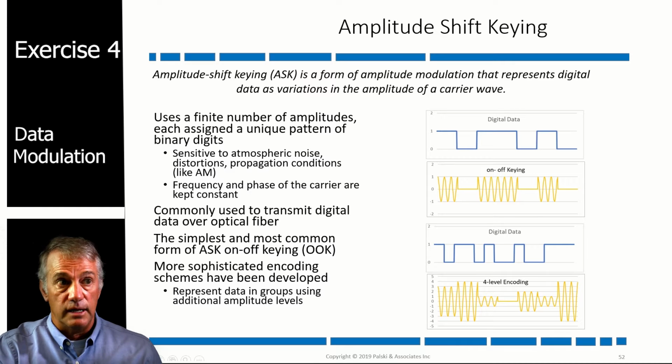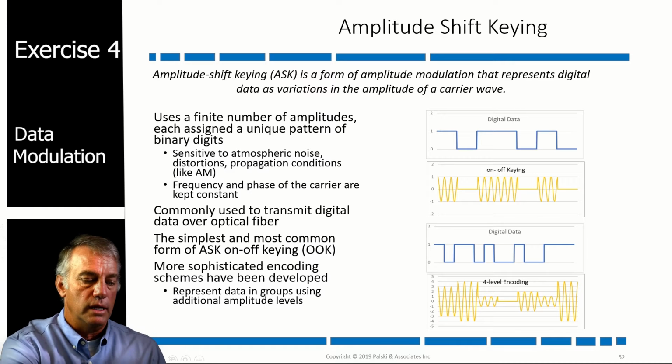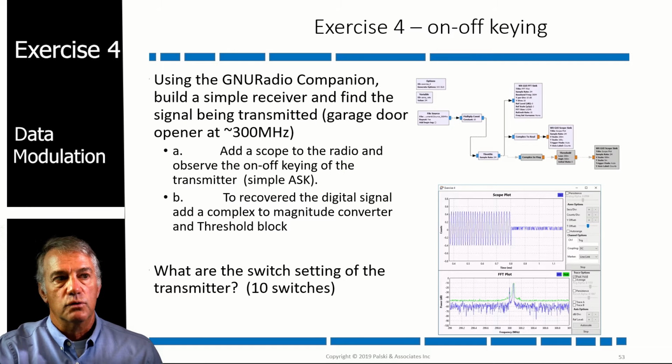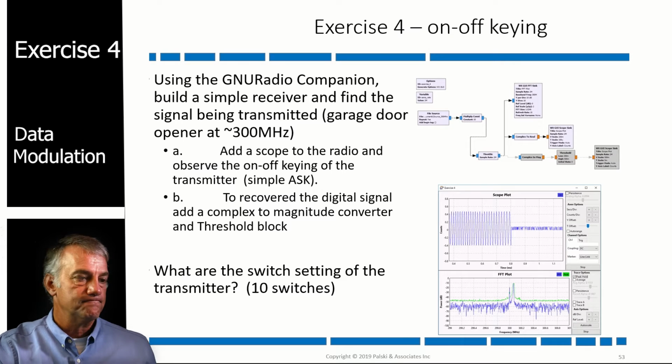So to better understand amplitude shift keying, let's go ahead and work an exercise. In this case, we're going to be looking at on-off keying. So we'll go ahead and bring up our GNU Radio Companion again, and we'll look for our 300 megahertz signal. This signal contains an amplitude shift key set of digital data in it. So we're going to look at recovering that signal, and then also trying to determine what the dip switch settings are of the garage door opener.